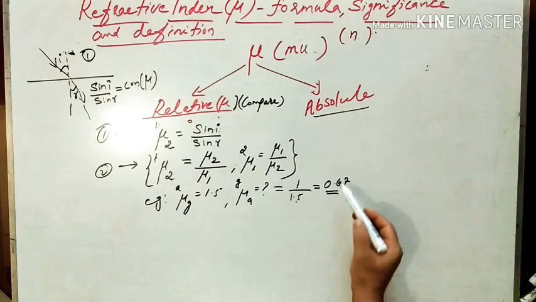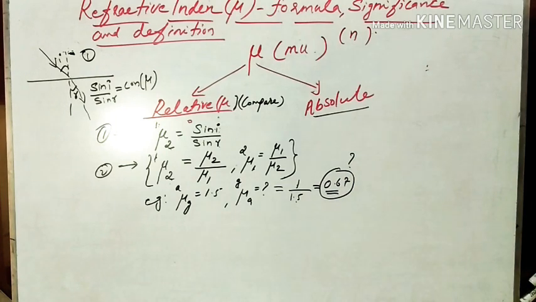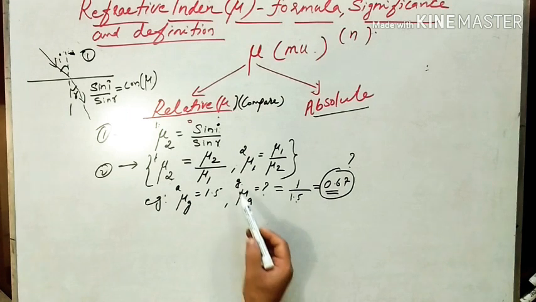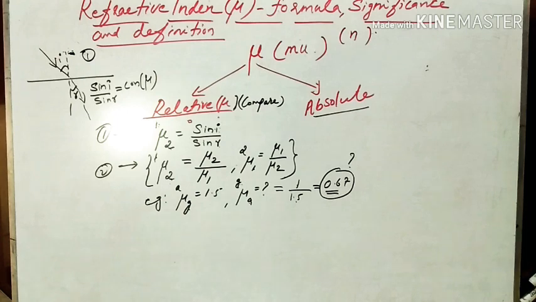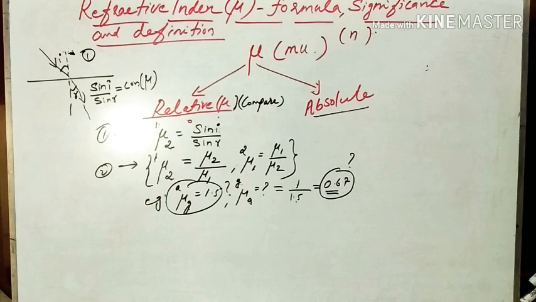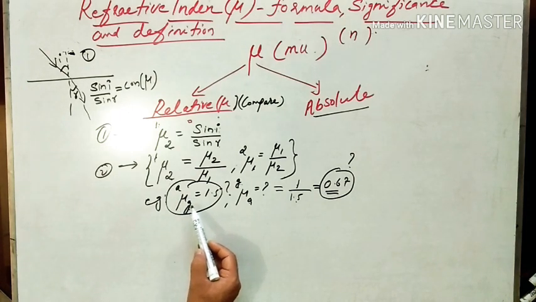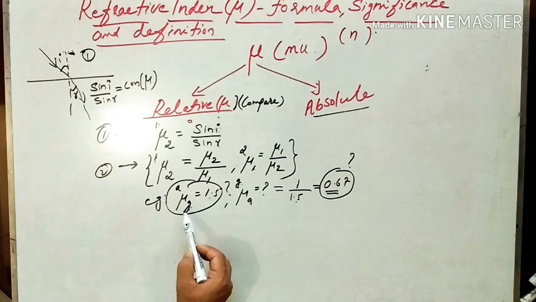All right. So what is the meaning of 0.67 in this context? What does it mean? Here the light is traveling from glass to air. Here the light is traveling from air to glass. So what is the meaning of this statement? What is the meaning of 1.5? It means that when a ray of light travels from air to glass, the speed of light in air is 1.5 times greater than the speed of light in glass. Okay, what does it mean?